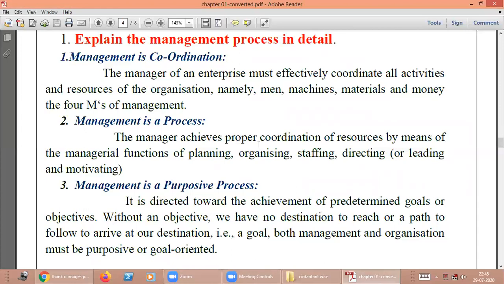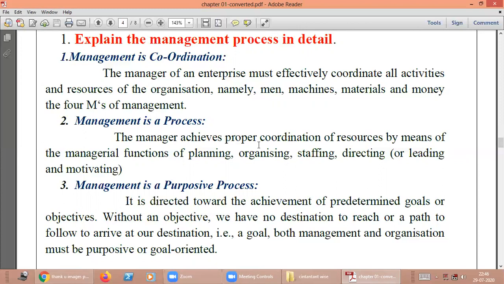Next, management is a process. Yes, really, management is a process. It is a long-term process. We have to do the planning, organizing, staffing, directing, and motivating the workers. It is a long process. We cannot conclude within a short period of time or a short process. It is a long process.